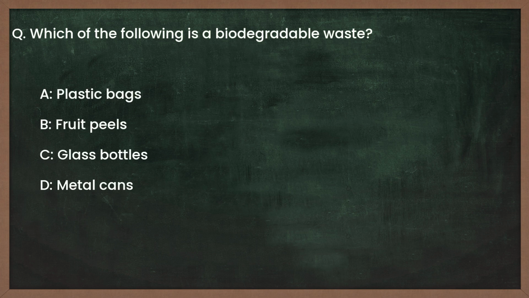Option A, plastic bags. Option B, fruit peels. Option C, glass bottles. Option D, metal cans. You have 5 seconds to answer the question.